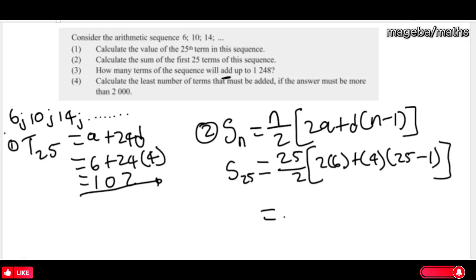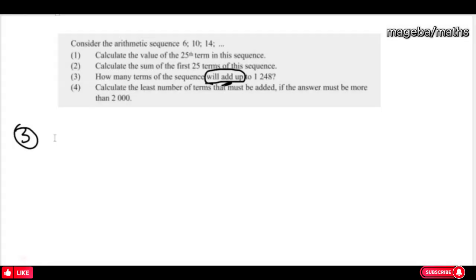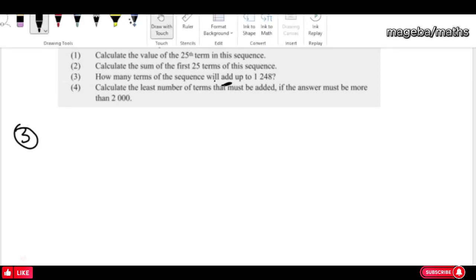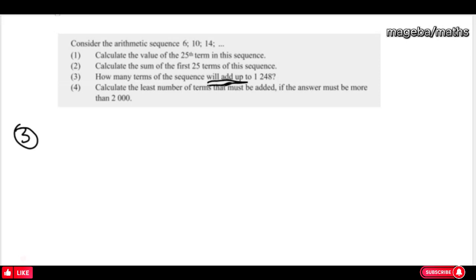So the sum is 1350. So this is the sum of the 25th term. Number 3, how many terms of the sequence will add up to... Very important there. It's saying how many terms will add up to. Something that is very important here, they say will add up to, meaning it's a sum. So we will start by writing our sum equation.